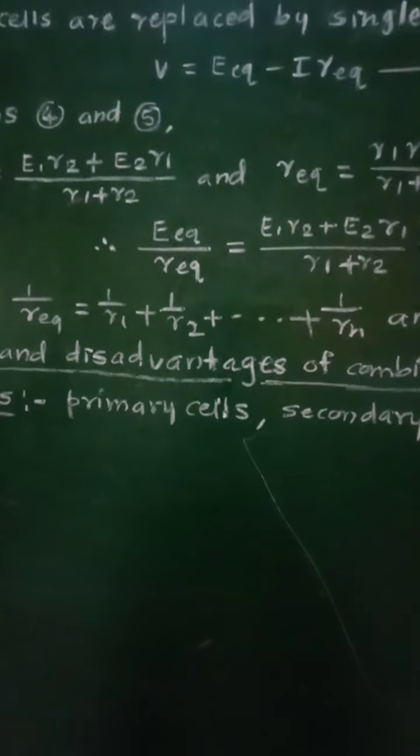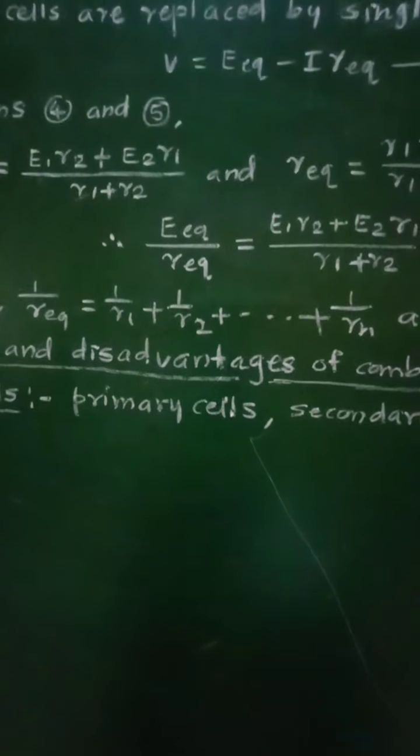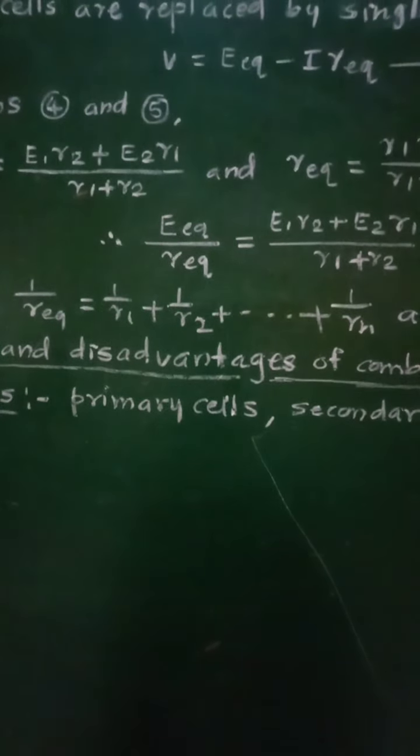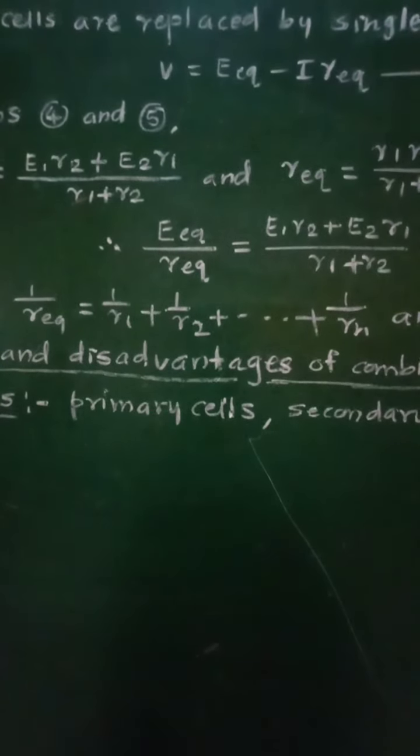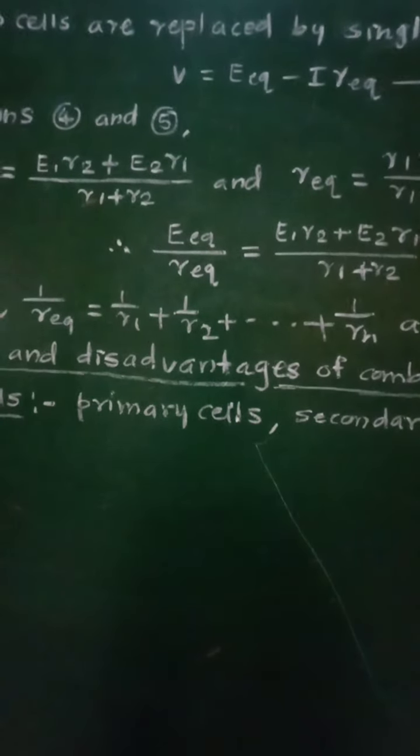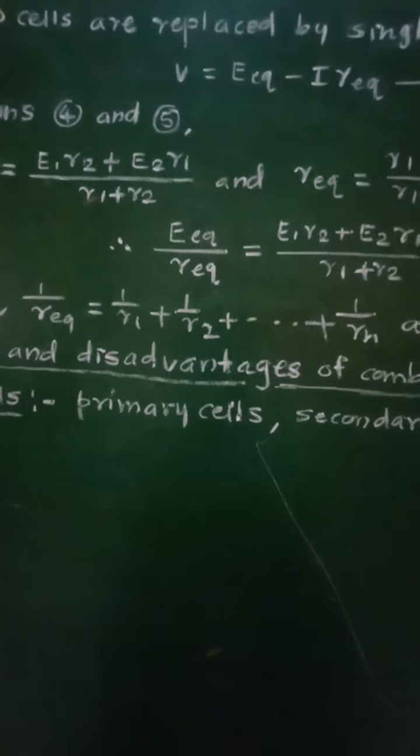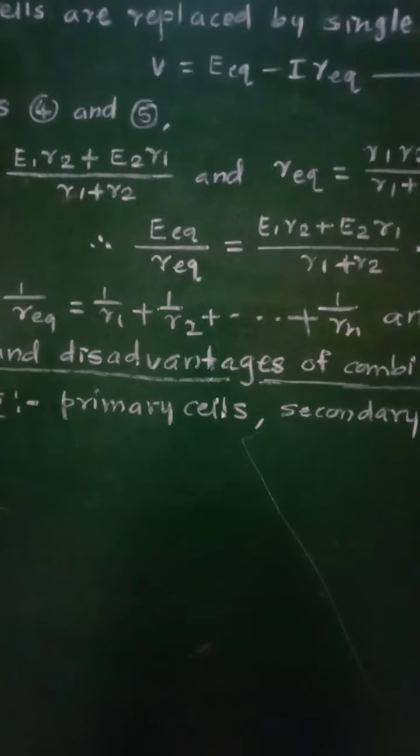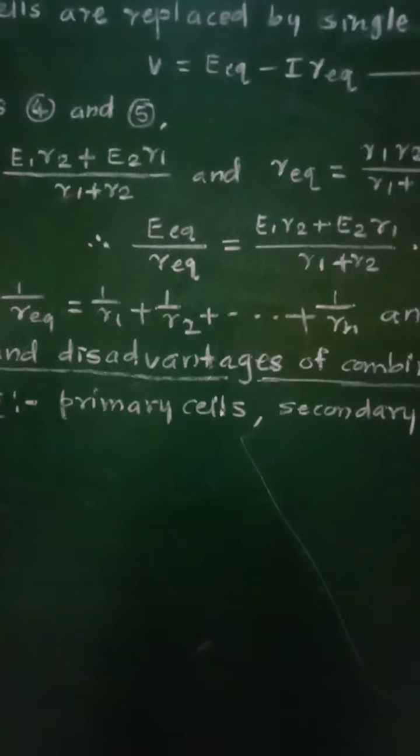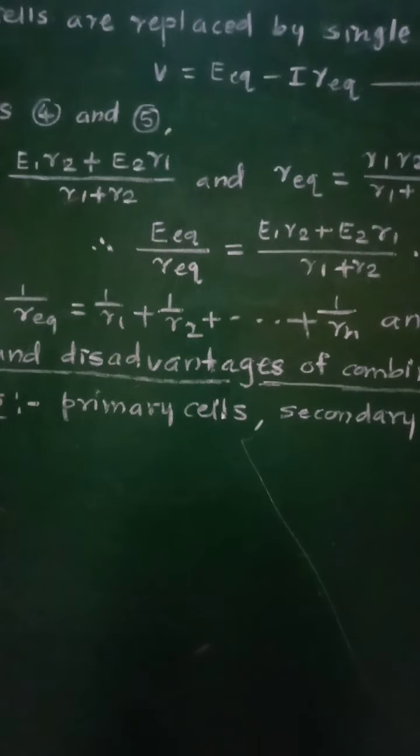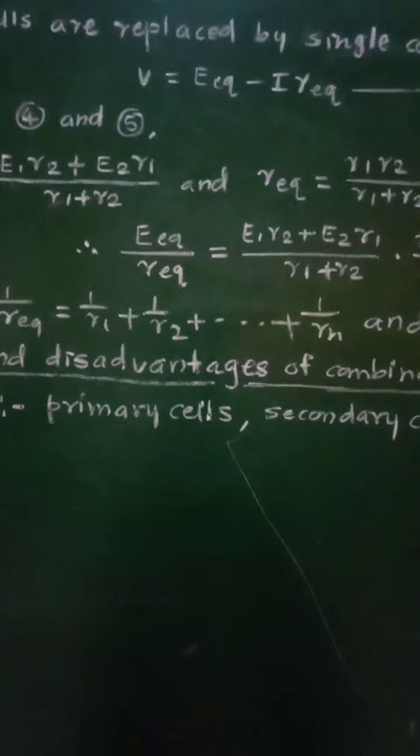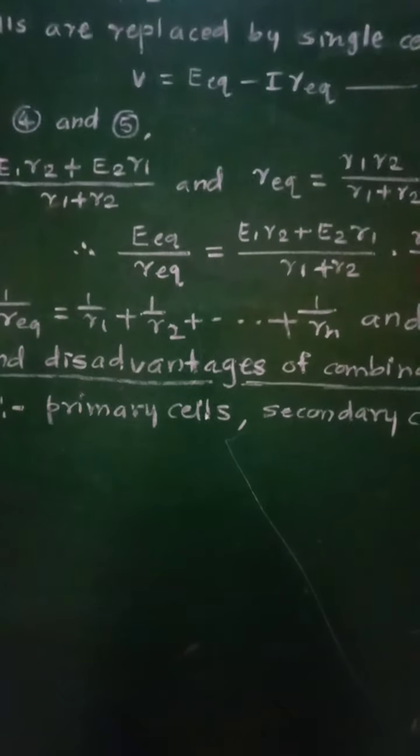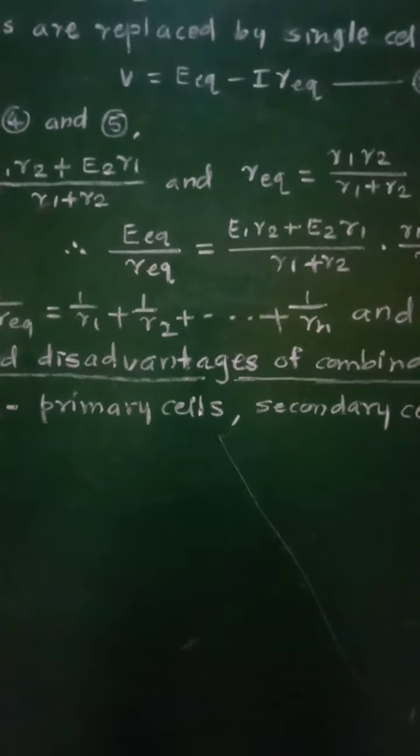These cells cannot be recharged again. The recharging of these cells is impossible, so they can be used only once. These cells have low cost and are easy to operate, but they are not suitable for heavy loads. If the load is heavy, then these cells are not suitable. For example, dry cells, that is our battery cells, and alkaline cells are examples of primary cells. Battery cells cannot be recharged and therefore they are primary cells.